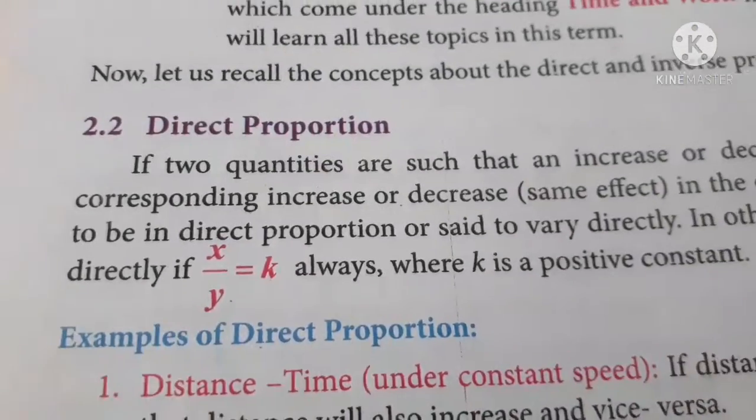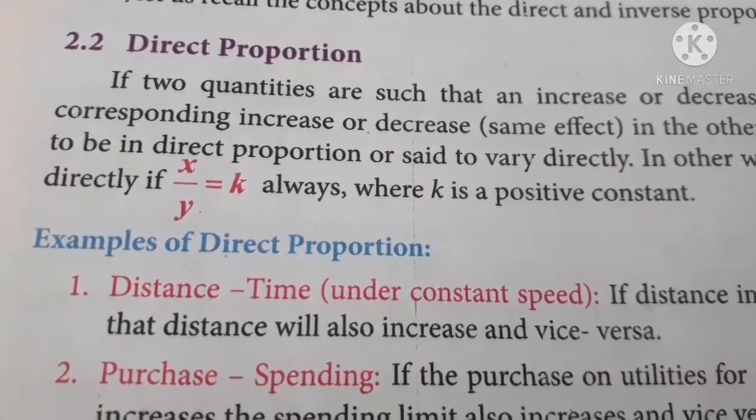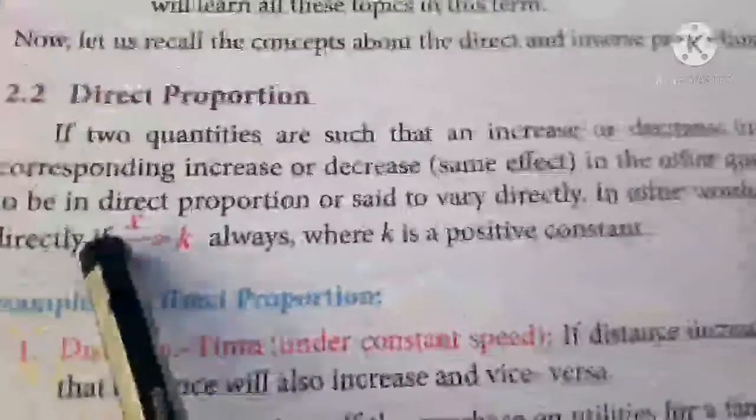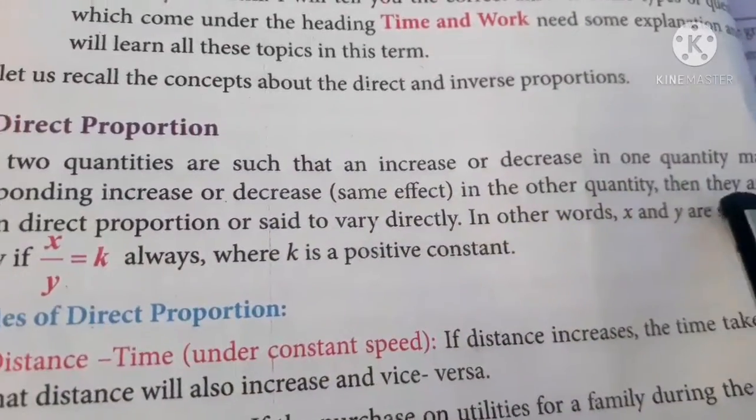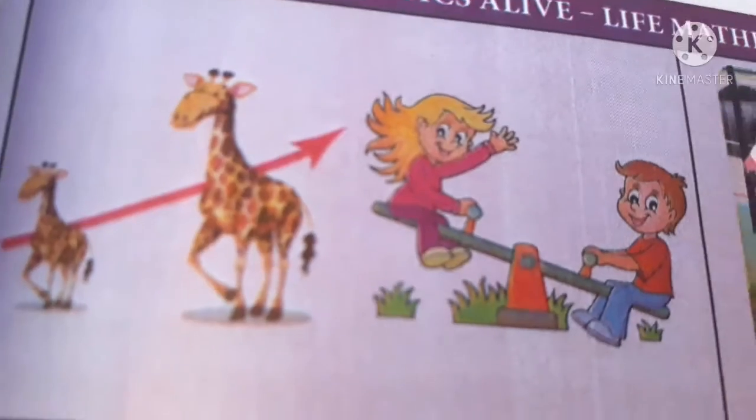The first topic in this lesson is direct proportion. What is a direct proportion? A direct proportion is when two quantities are such that an increase or decrease in one quantity. Let us take a picture, okay. Take this picture.